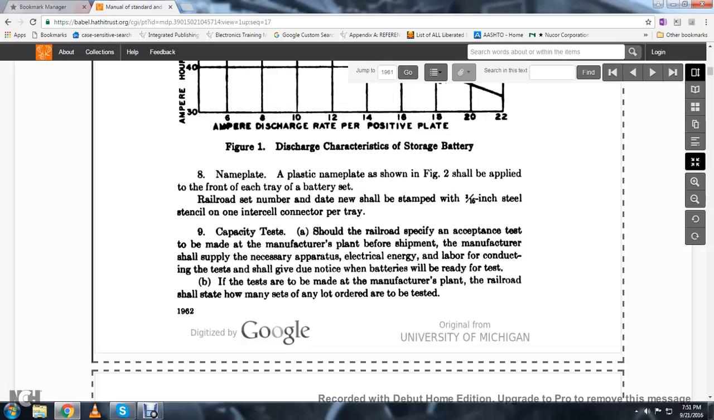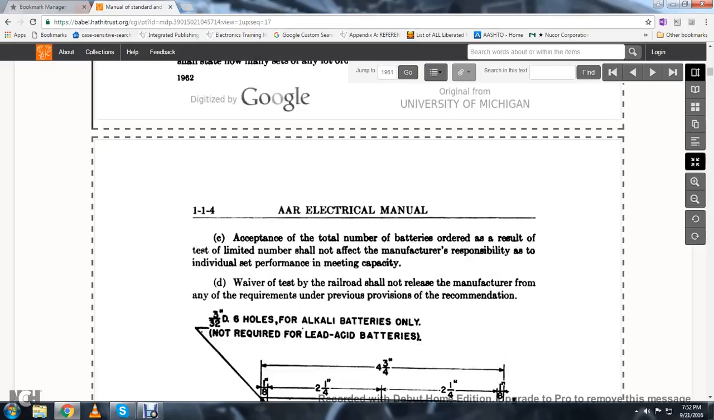Capacity test. Should the railroad specify an acceptance test, it should be made at the manufacturer's plant before shipment. The manufacturer shall supply the necessary apparatus, electrical engineering labor for conducting the test, and shall give due notice when the batteries will be ready for test. If the tests are to be made at the manufacturer's plant, the railroad shall state how many sets of each lot ordered are to be tested.